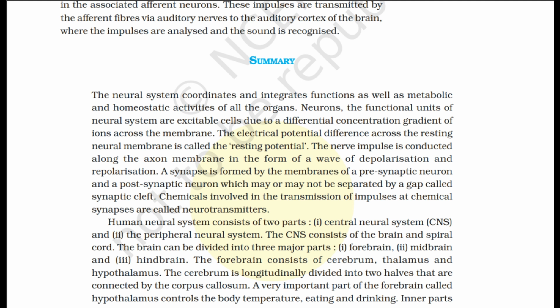The brain can be divided into three major parts. First, forebrain, second, midbrain, and third, hindbrain. The forebrain consists of cerebrum, thalamus, and hypothalamus. The cerebrum is longitudinally divided into two halves that are connected by the corpus callosum. A very important part of the forebrain called hypothalamus controls the body temperature, eating and drinking.